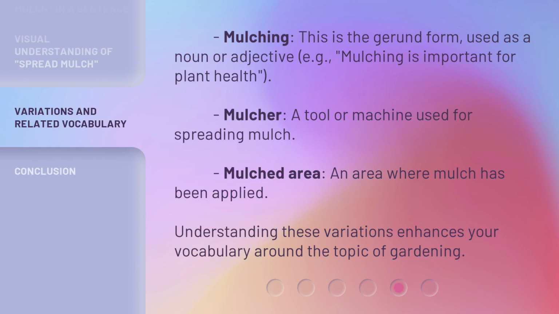Mulching. This is the gerund form, used as a noun or adjective. For example, mulching is important for plant health. Mulcher, a tool or machine used for spreading mulch. Mulched area, an area where mulch has been applied. Understanding these variations enhances your vocabulary around the topic of gardening.